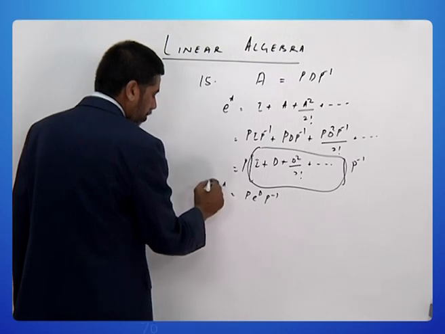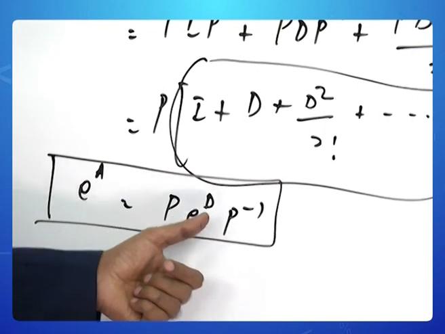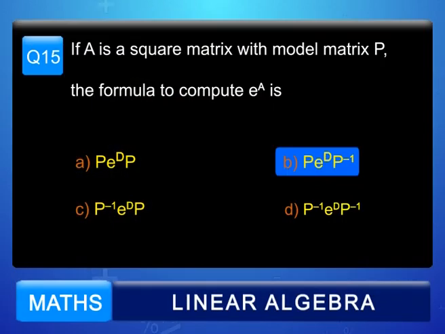So, e power A can be computed by the formula P into e power D into P inverse. So, the correct option for this problem is B.